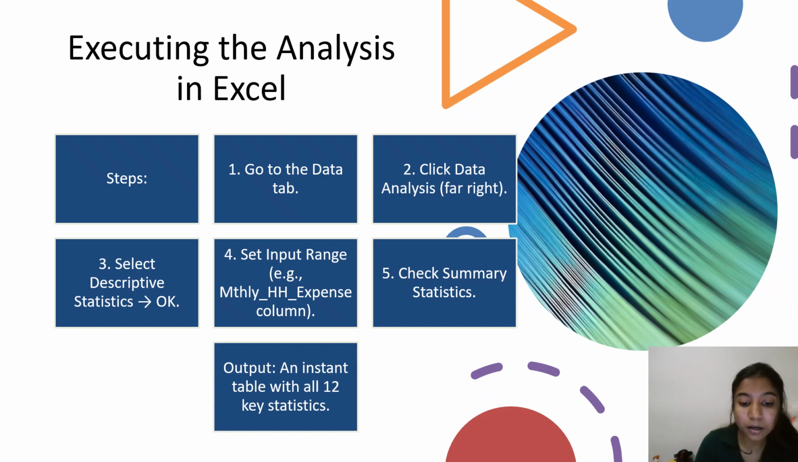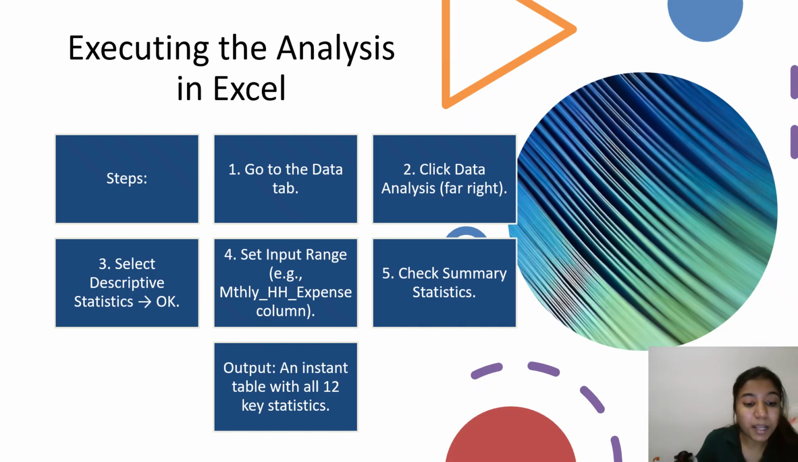We'll have to use the monthly household expenses column from the Excel, and then we'll drag. And then after this, crucially, we'll have to check the box of summary statistics, and then click OK. And then Excel instantly generates a summary table with all the 12 statistics that we have discussed right now.